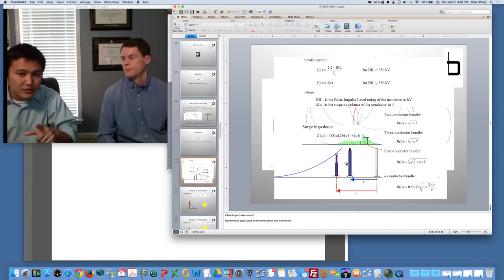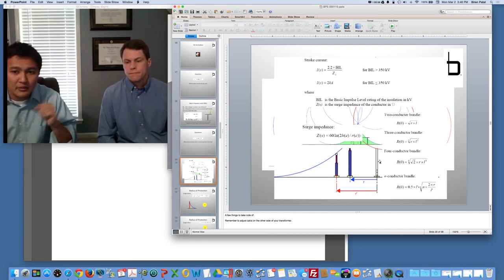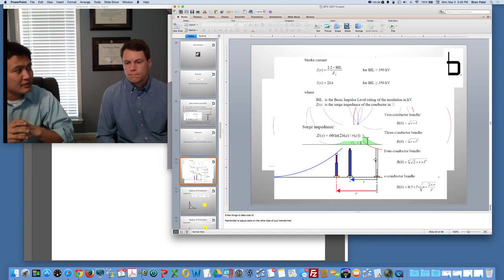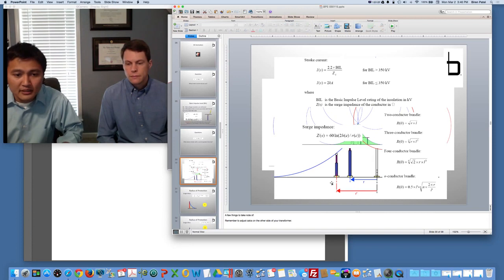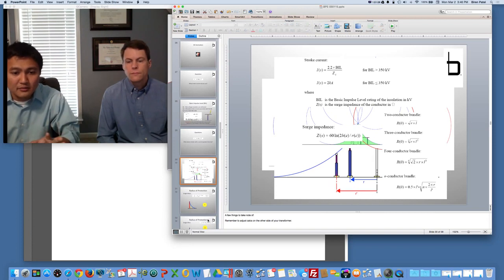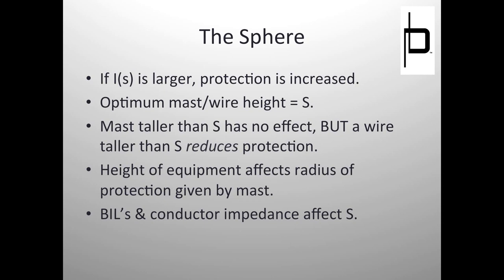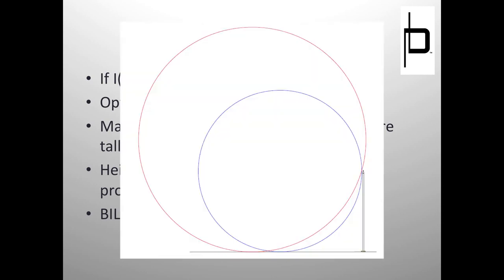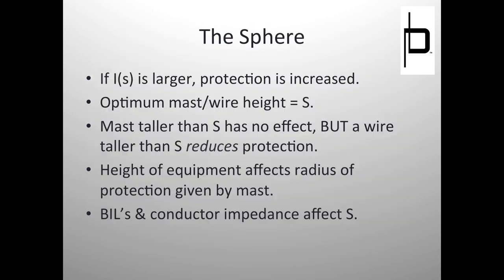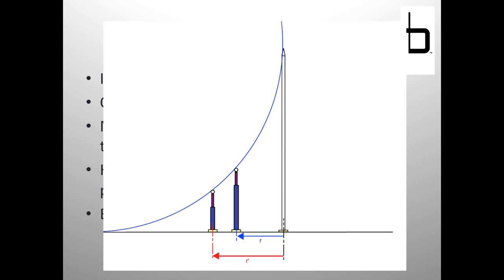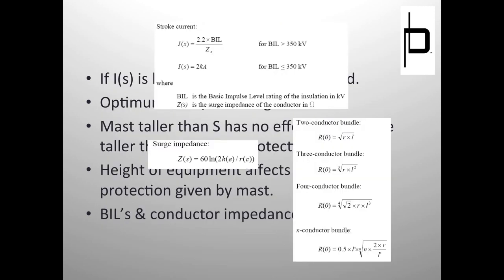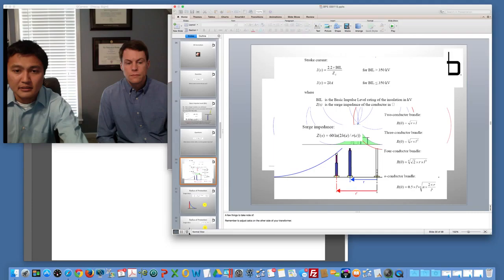Okay. So, any questions about what we went over there with all the different gotchas and all the different analysis? No, I think it makes sense. Okay, good. So what we want to do now is get into the radius, some of the geometries of protection. Okay. So let's do that.